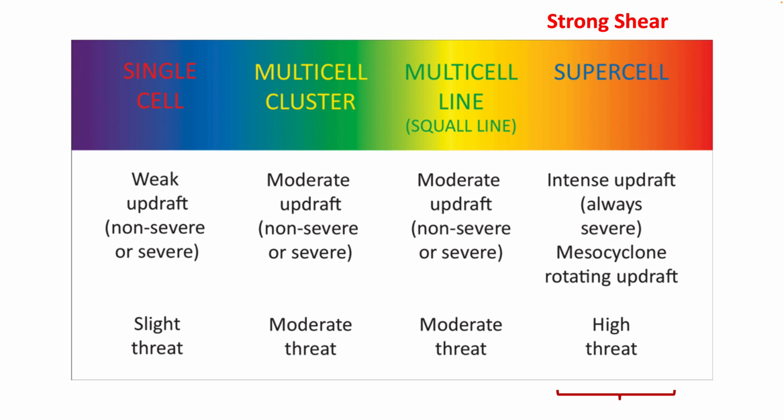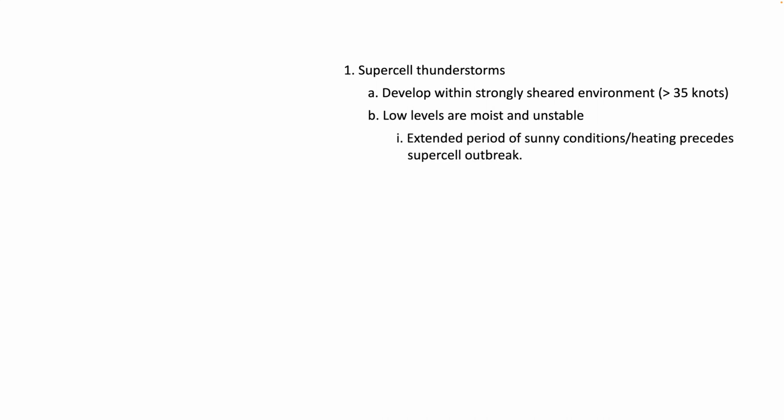So that means that the vertical wind shear in the 0 to 6 kilometer layer is greater than 35 knots. So again, forming within a strongly sheared environment. When we get supercell thunderstorms, the lower levels of the troposphere are moist and unstable, and we typically get this instability forming after an extended period of sunny conditions. So the heating precedes the supercell outbreak.